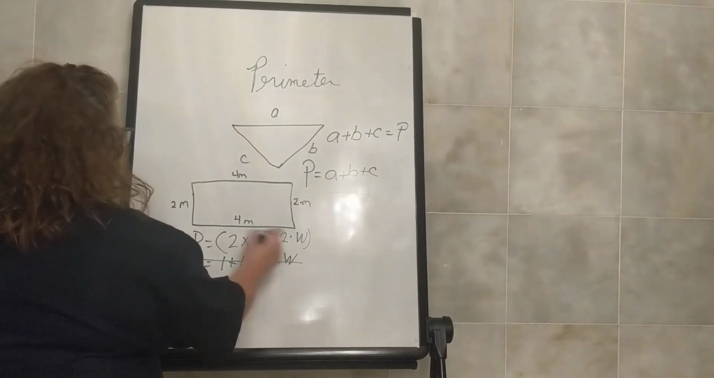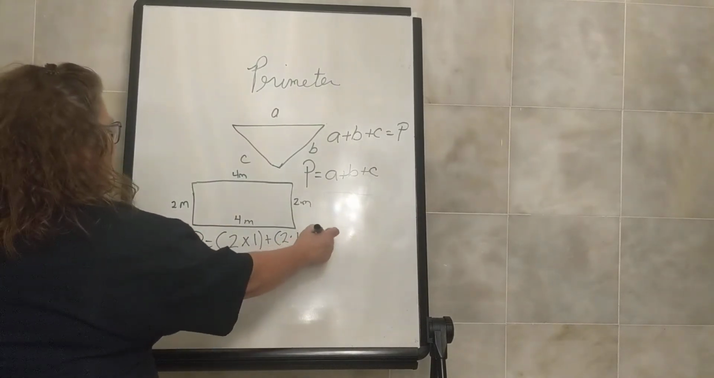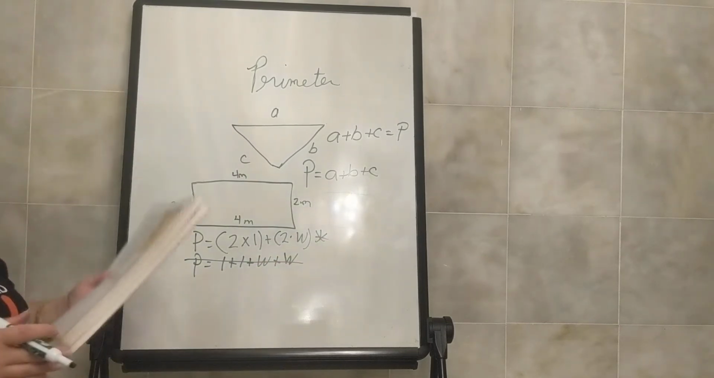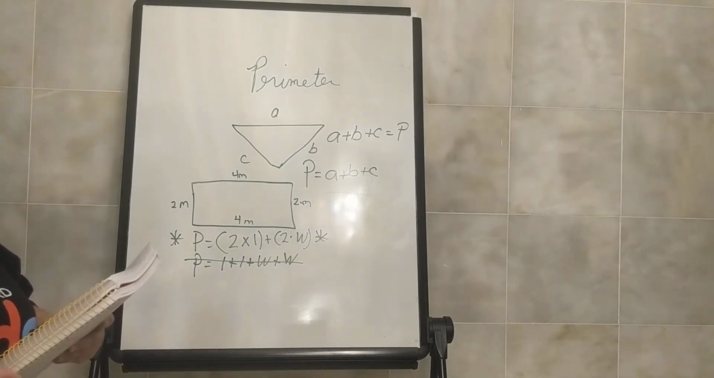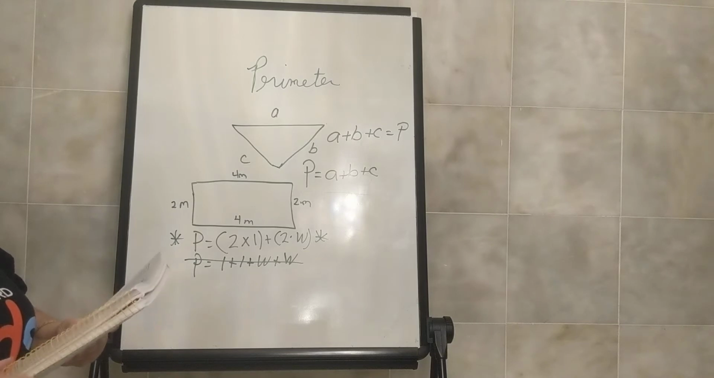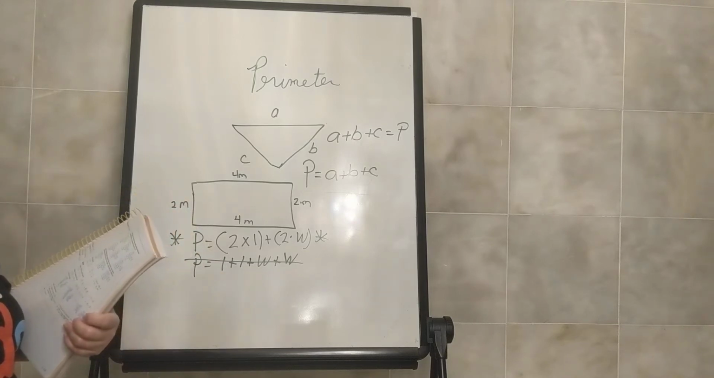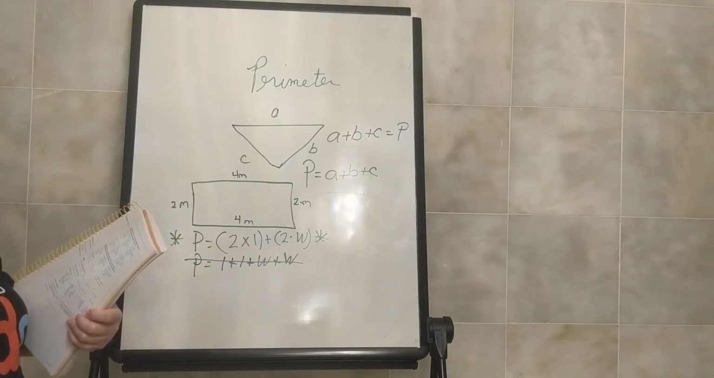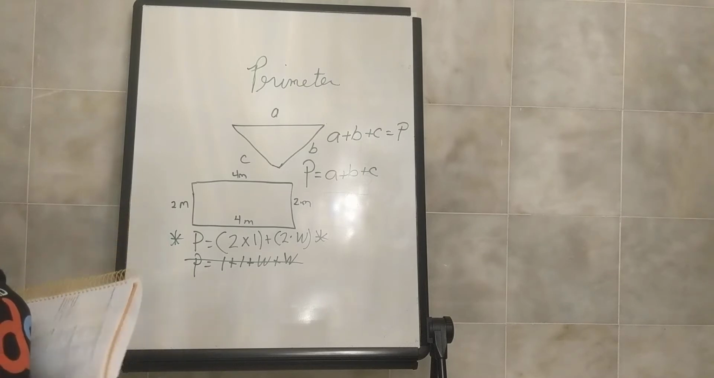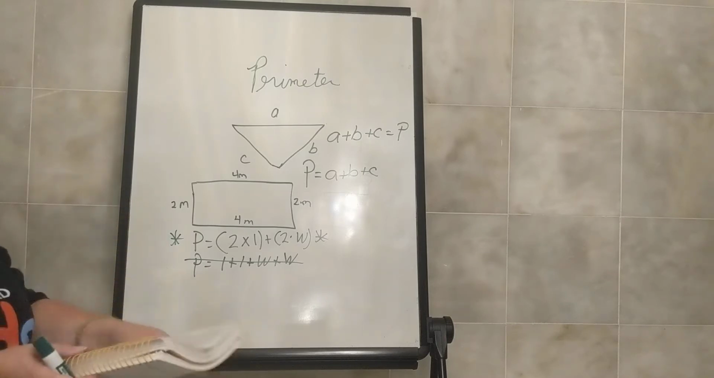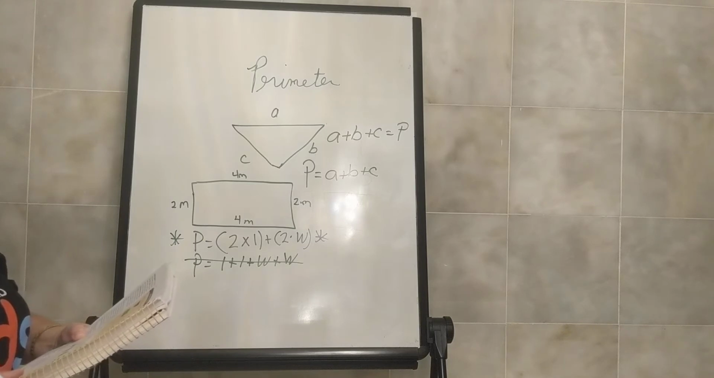So there are two different formulas. This is the formula that we will be using. Perimeter equals 2 times the length plus 2 times the width. Okay? So that's the formula we will be using. Even if it asks you to find the perimeter using the addition, just go ahead and use 2 times the length plus 2 times the width. Alright?